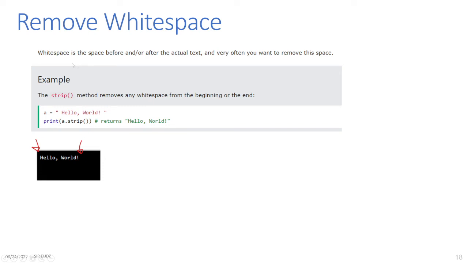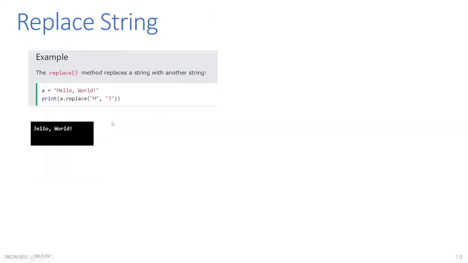Remove white space. White space is space before and or after the actual text, and very often you want to remove this space. The strip method removes any white space from the beginning or the end. So a equals hello world, print a strip returns hello world without the space at the beginning and at the end. Replace string. The replace method replaces a string with another string. So a equals hello world, then print a replace H with J, so it will print jello world.